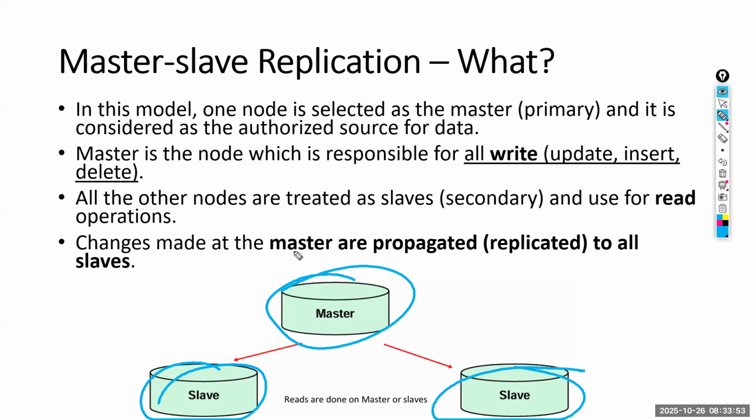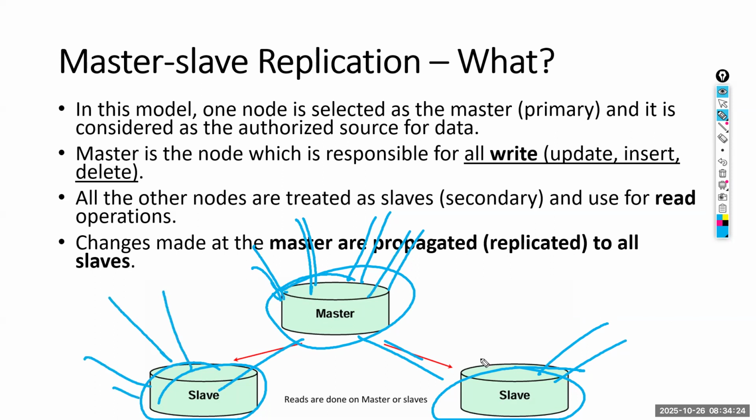So the idea is all your writes are done to the master only. When there's update, insert, delete, write means insert, update, delete, okay? It's done to the master only. And master's task is to propagate it to the slaves or the other databases. And slaves are used for read. So writes are done to the master, but all the reads are done from slaves. So that is the idea behind master slave. So it is the master database's task to propagate the data into the slaves.